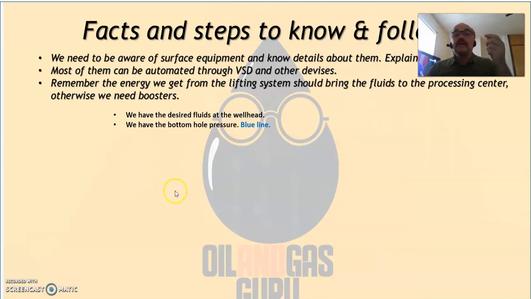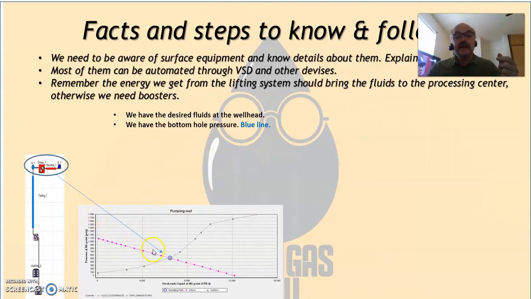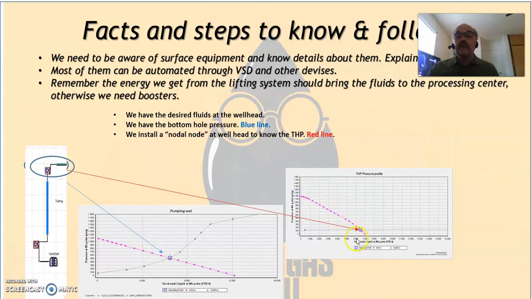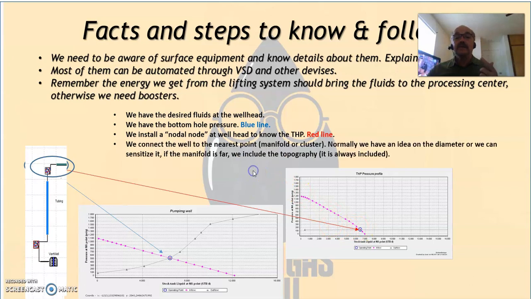We have the bottom hole pressure, which is the blue line. Remember that? I'm sorry, but this blue line should have been from here. So we also know the THP that we expect. And how do we do this in the software? We put a nodal node in surface, and we deactivate the one in the bottom and activate this and run the software again, and we get what head pressure we should be getting when the well is producing that rate.